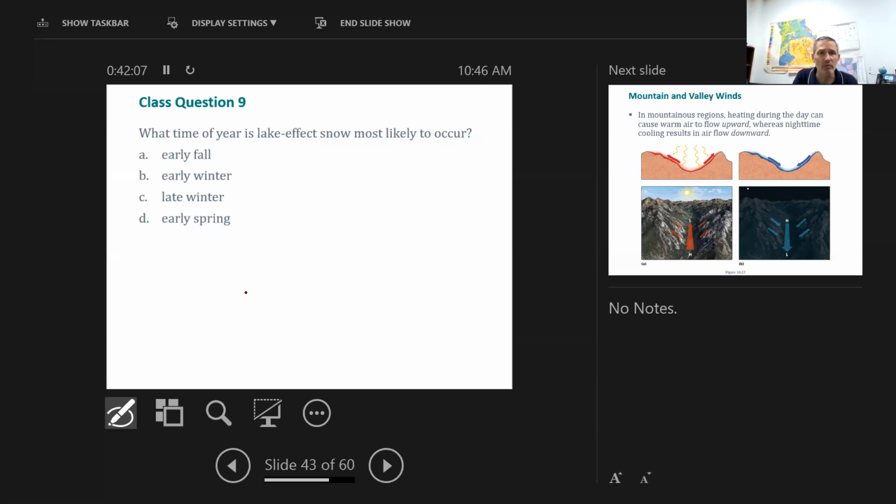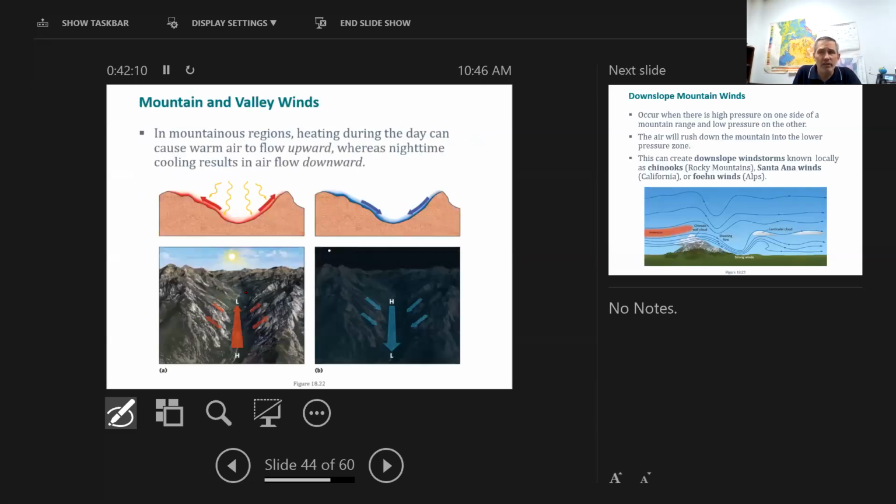Late fall, early winter. Another local breeze can occur from differences between land in valleys and mountains. During the day, the valleys are going to be a little bit cooler than the air around them, and so the sun is going to strike these mountaintops and heat up this air. It's going to create this circulation, causing this air to rise up as these red arrows are occurring.